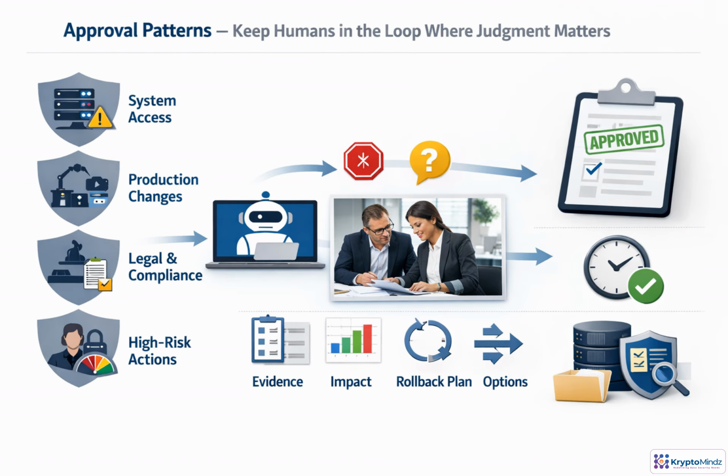Approval patterns help agents move quickly without taking ownership away from people. The agent can detect an issue and recommend an action, but risk determines the next step. If the action touches access, production, compliance, or another high-impact area, it pauses for human review. The approver should see the evidence, expected impact, rollback plan, and safer alternatives. Once approved or rejected, the decision is logged, keeping execution and accountability traceable.